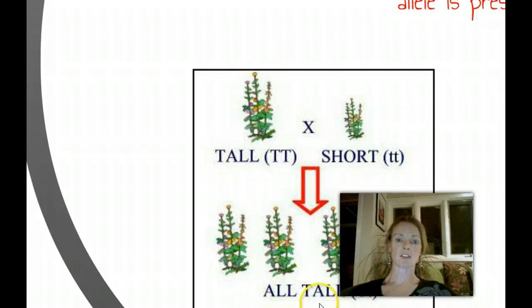Now, if you were to cross a heterozygous plant, big T, little t, with another heterozygous, then we've got a different story. You'd have to do a Punnett square to see what you get for that. But here's what happens if you cross the big T with the little t. Those little t's may exist, those recessive traits exist, but they're not showing up because you have that complete dominance.